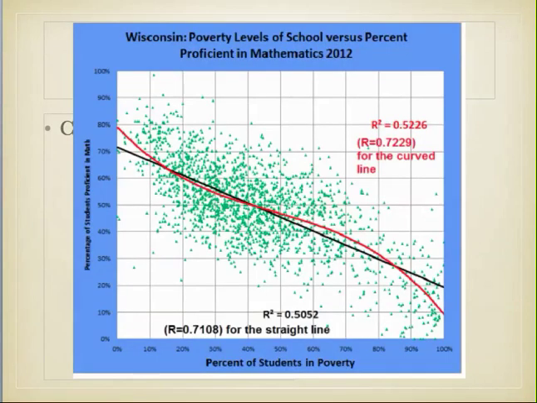This one is interesting. The percentage of students proficient in math and the percentage of students in poverty. So we know that poverty and math scores are negatively correlated, but fairly highly correlated as well. It doesn't mean that because you're poor, you're going to do poorly in math, but those are associated.